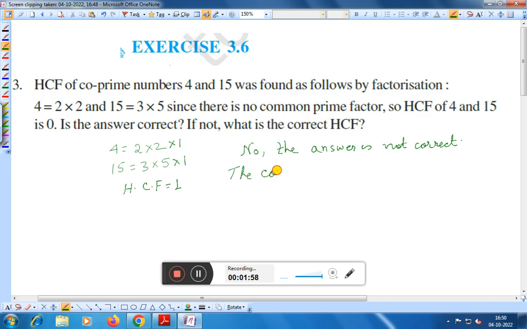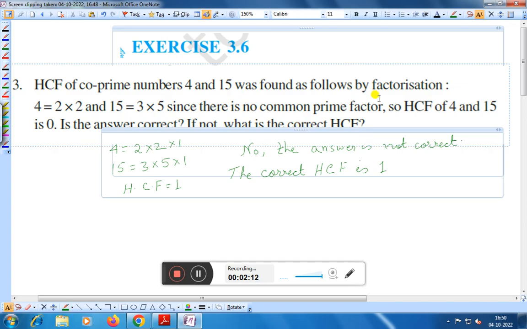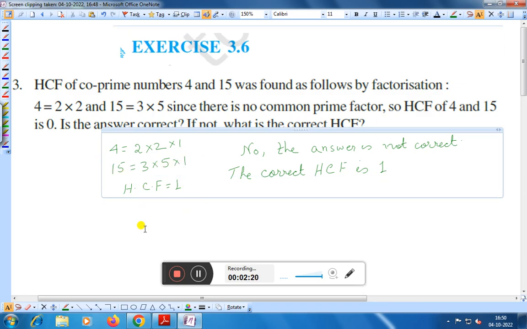The correct HCF is 1. Again I am repeating, here you see that the HCF of the two co-prime numbers 4 and 15 was found as follows by factorization: 2 into 2, what you have to write is 2 into 2 into 1, and 15 is equal to 3 into 5 into 1. So the HCF is 1, not 0.